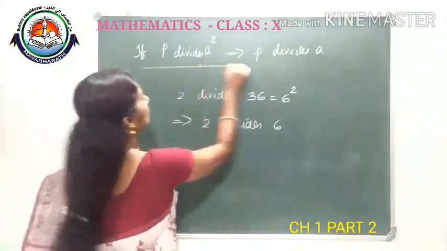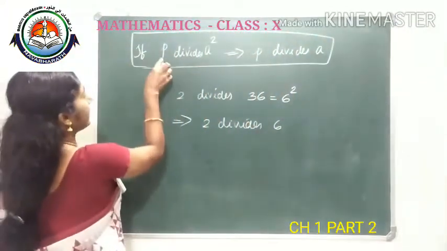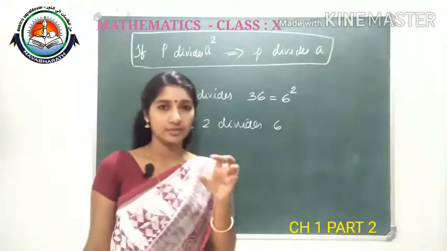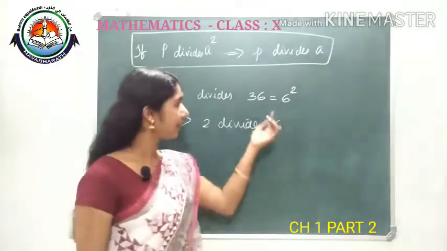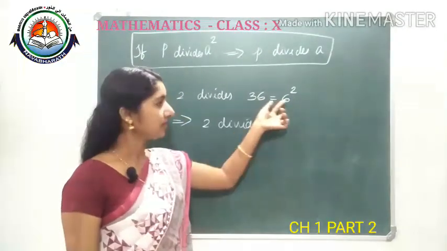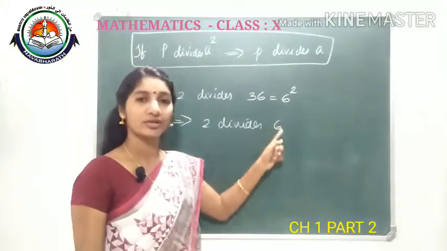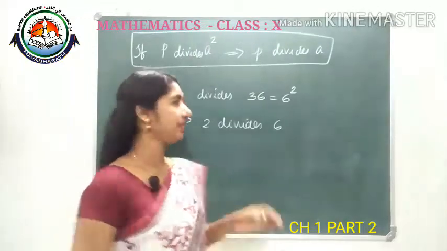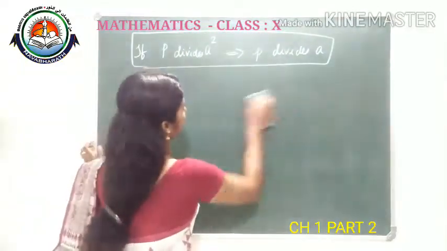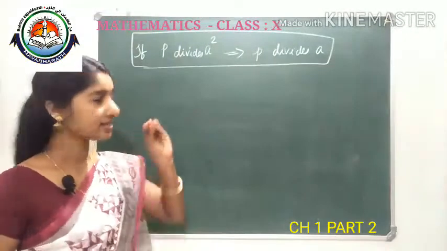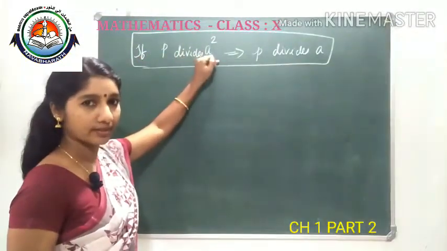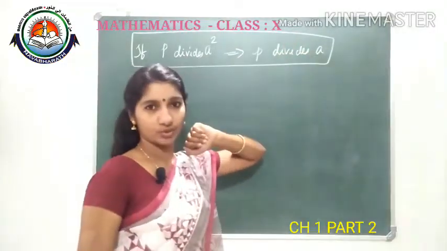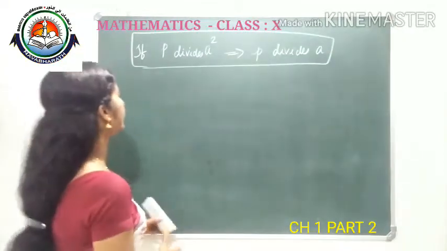So this theorem is true for every p and every a. p means any prime number and a square means any square number. So if one square number is divisible by a prime number, here 36 is a square number, 6 square is 36, then 6 is also divisible by the same prime number. Its proof we need to discuss. I think you got the theorem. The theorem says a prime number p divides a square, which implies p divides a also. Okay, so the proof is coming like this.